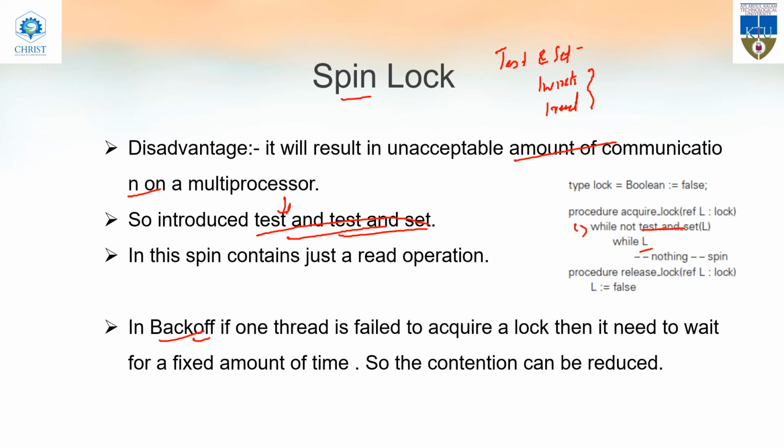So we will be introducing another one, test and test and set, in which when a process comes for the first time, it will test and set. When it comes again, if it doesn't get the resource, it will come again. At that time, it won't test and set. It will only go for testing. There will be no setting operations. That is called test and test and set.